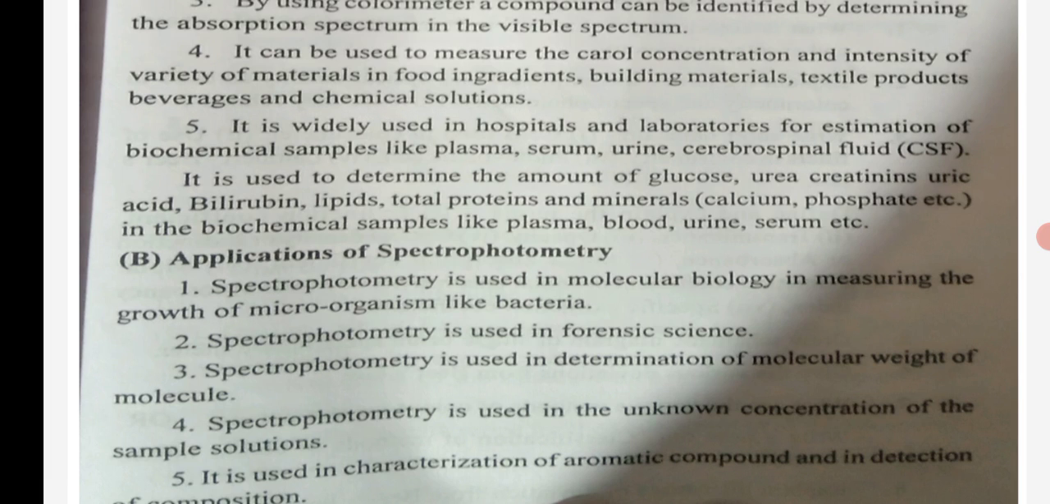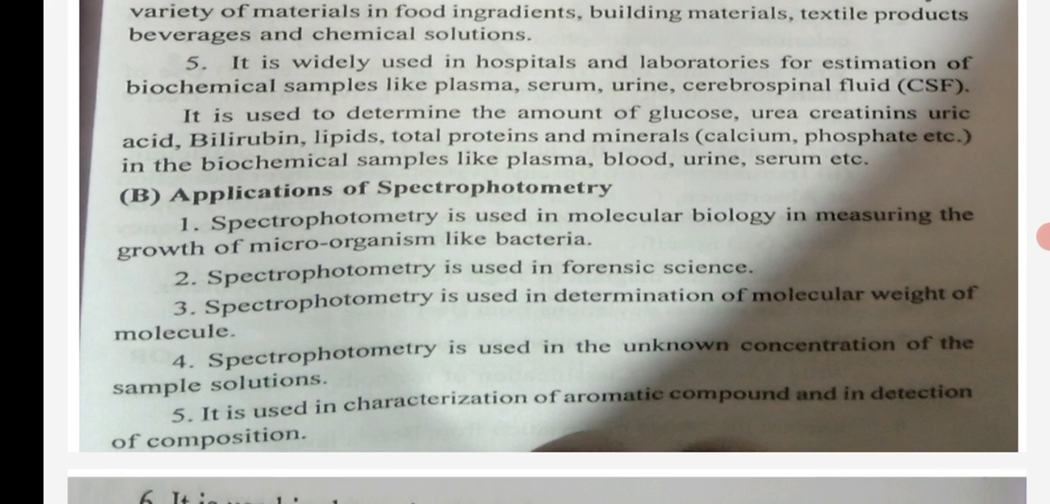It is widely used in hospitals and laboratories. Okay, used for this colorimetry. It is used to determine the amount of glucose, urea, creatinine, lipids, total proteins and minerals, and biochemical samples like plasma, blood, urine, serum concentrations are determined using colorimeters.